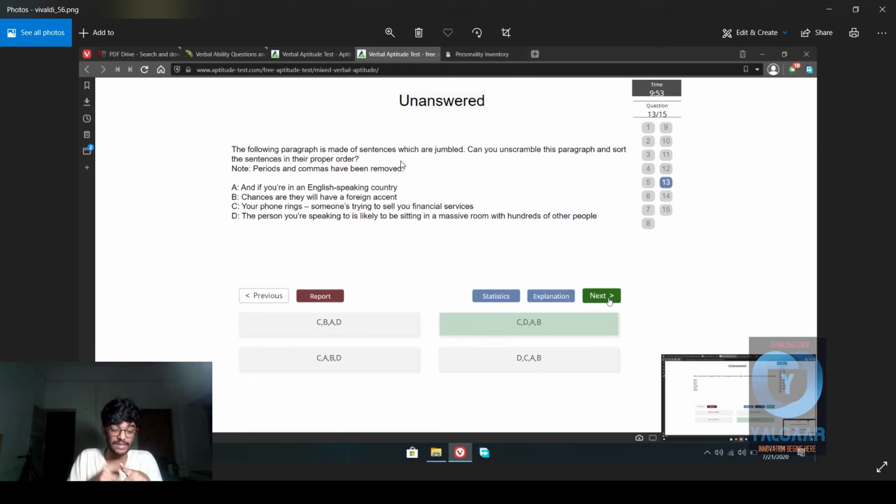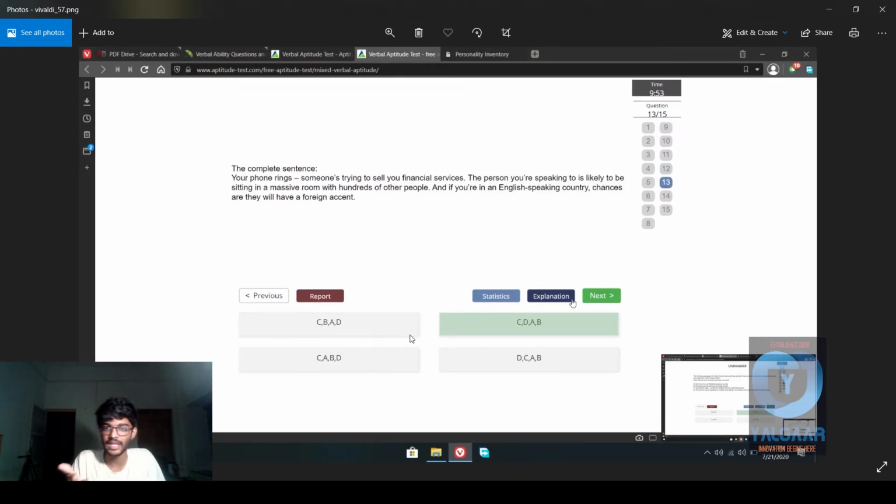Yes, that is true, and that makes sense logically. And if you're in an English speaking country, chances are they will have a foreign accent. So you can't say "chances are if they will have a foreign accent, and if you're in an English," that won't work. So it has to be AB. So it is CDAB. The answer, okay, yeah, CDAB. That makes more sense.